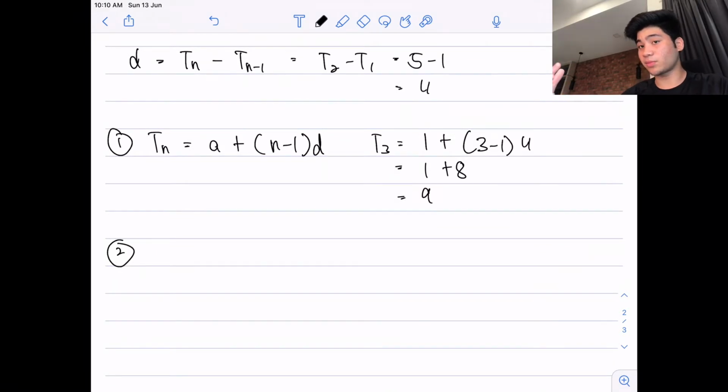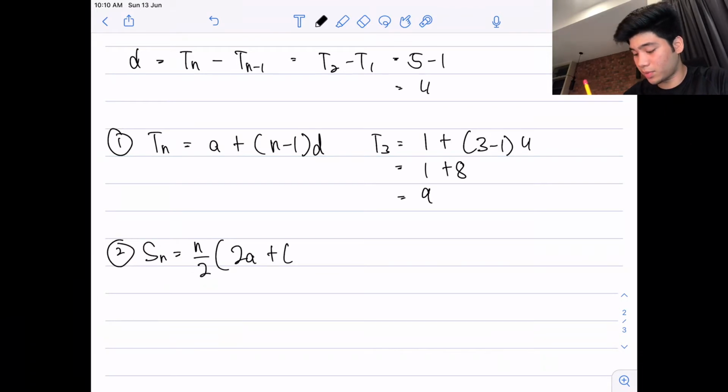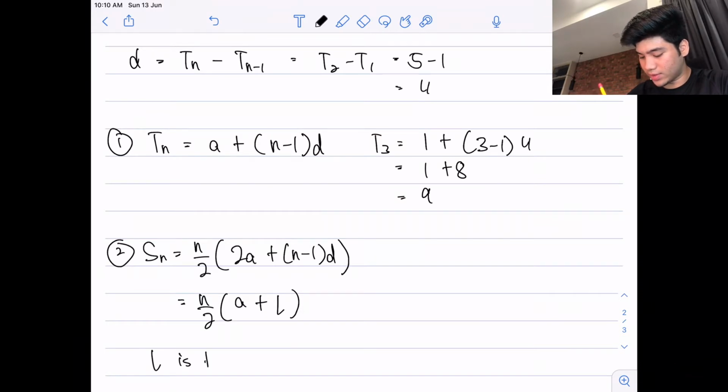Now, sometimes some questions will actually ask for the sum of a progression until a specific term. So this is usually labeled as Sn, S being sum. So the formula is actually Sn equals n over 2 times (2a plus (n minus 1)d). Alright, or it can also be written as n over 2 times (a plus l), where l is the last term. Alright, so I'll show you how to use this.